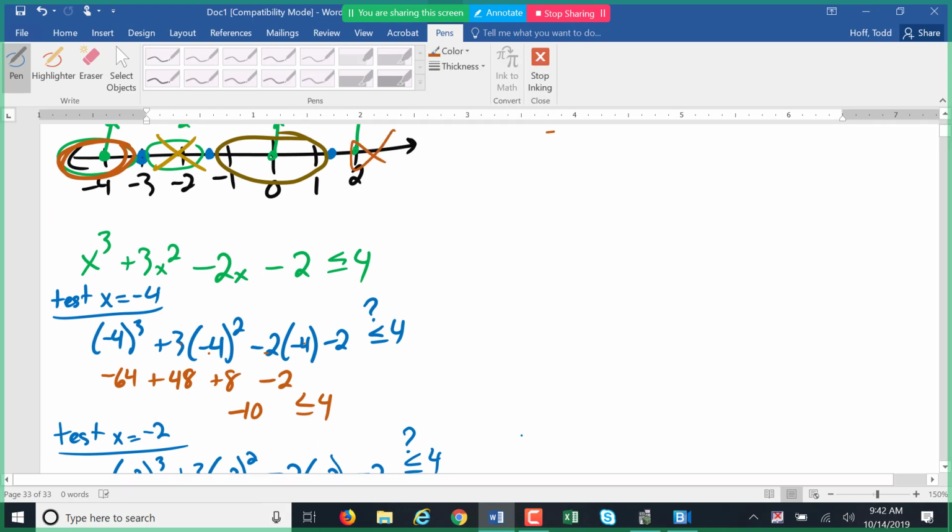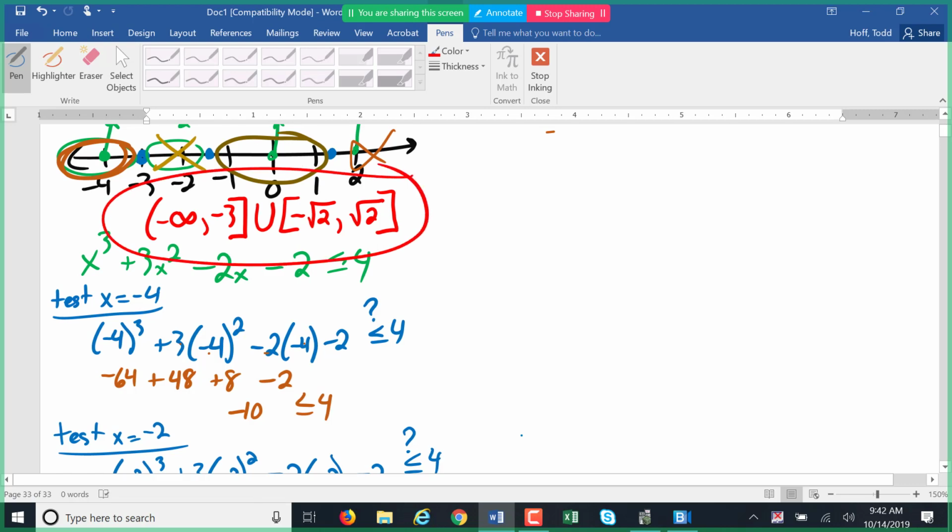So our solutions here in interval notation are negative infinity up to negative 3. It's less than or equal to, so it's a square bracket. Unioned with negative square root of 2 to positive square root of 2. Again, less than or equal to, so those are both square brackets. That's our solution.